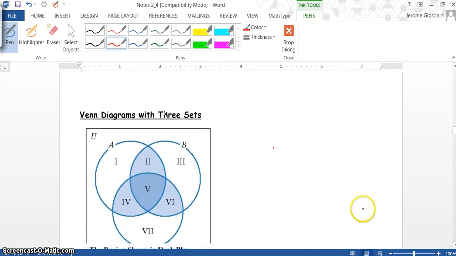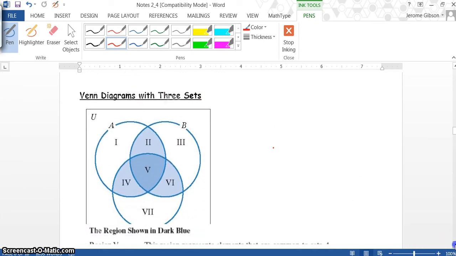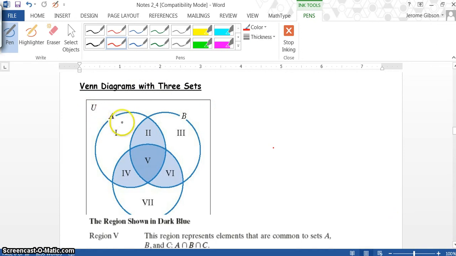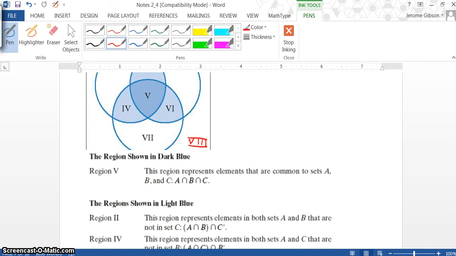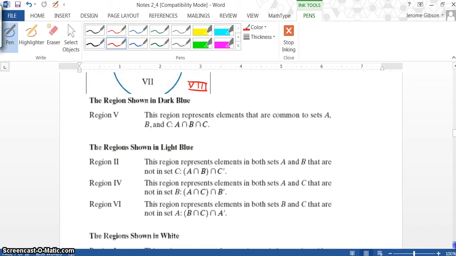It says Venn diagrams with 3 sets. Now if you notice here, we have the universal set. We have A, B, and this is C. And we have listed 1, 2, 3, 4, 5, 6, 7. And then this area here would be 8, even though it's not listed. So we would need to list that. That would be 8. Now the region shown in dark blue is region 5. This gives a vivid explanation of each of the regions, which you can read at your leisure.